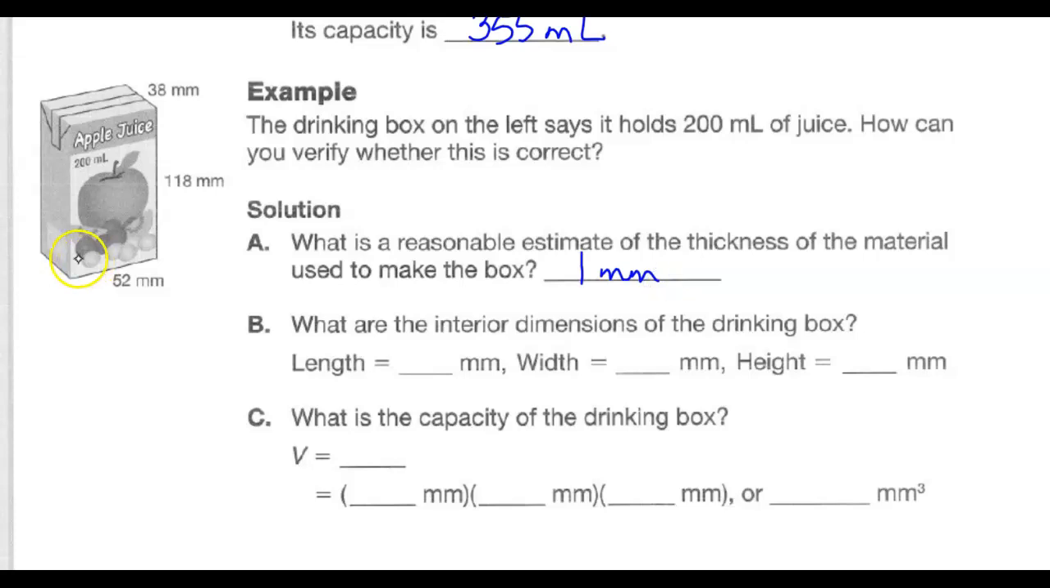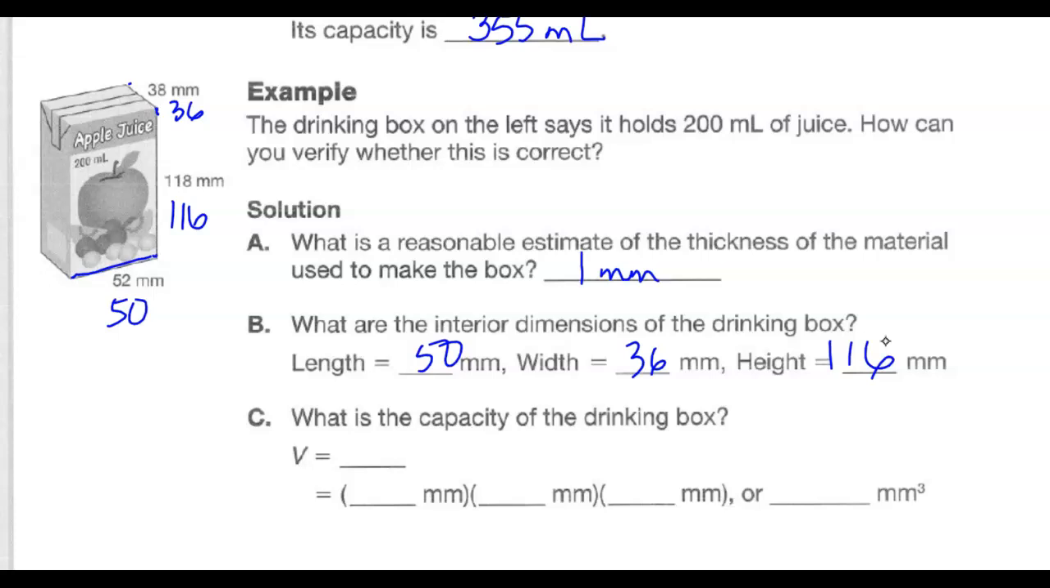So what is the interior? So inside is where the liquid's going to be, the apple juice. So we have to think about, okay, inside there, what would be this dimension? Well, we'd have to subtract 1 millimeter here and 1 here. So that would be 50. Same thing here, subtract a millimeter at the top and bottom, so that would be 116. And here, that would be 36. So what are the interior dimensions of the drinking box? So we just go 50 by 36 by 116.